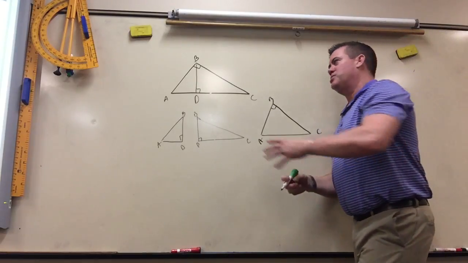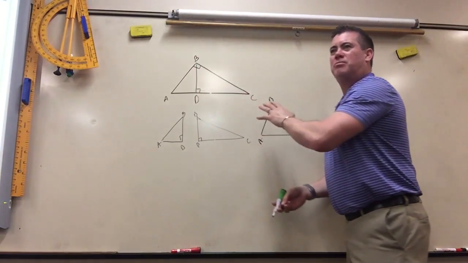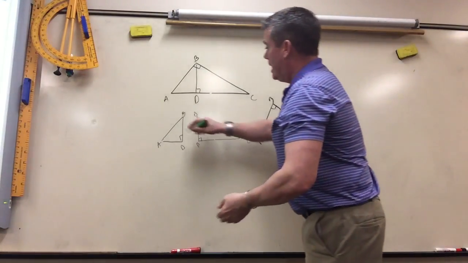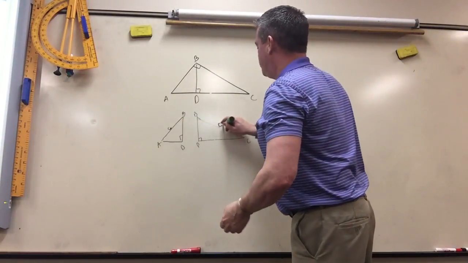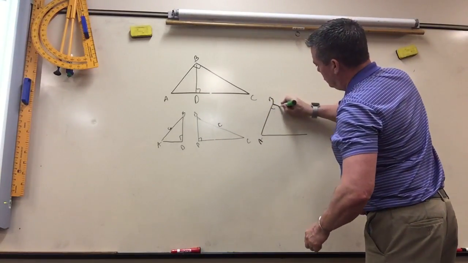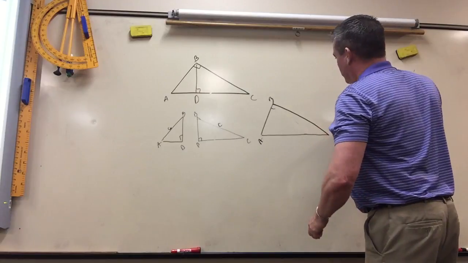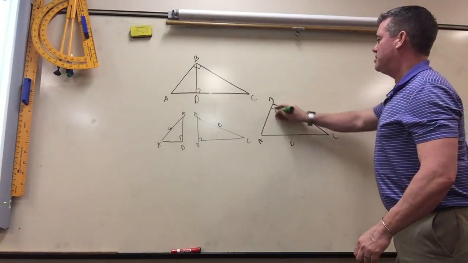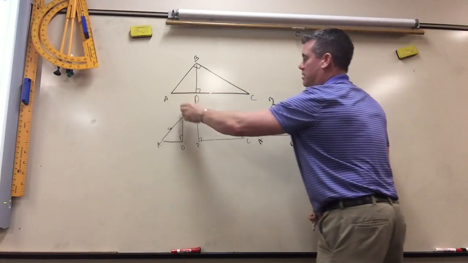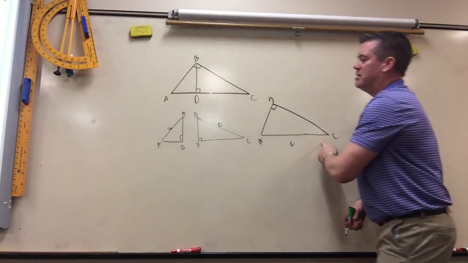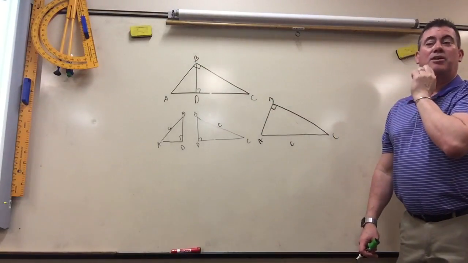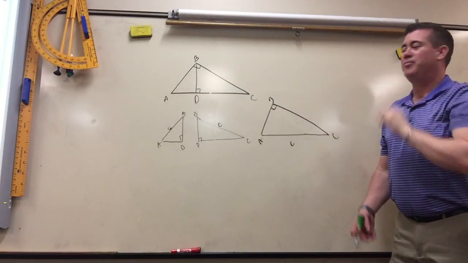The hard part is they're not all lined up the same orientation, so it's hard to see what's proportional. This piece, that's a bad drawing, and this piece are all proportional. AB, AC, and BC are the corresponding pieces.